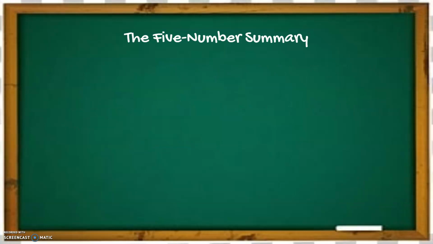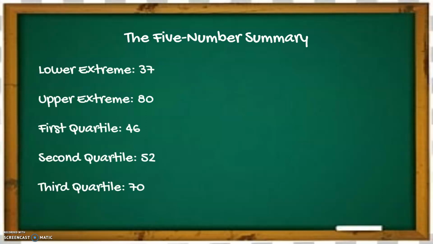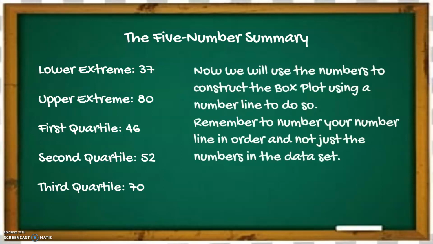All right, so now let's look at our 5-number summary. Let's look at what we have. So our lower extreme is 37. Our upper extreme is 80. Our first quartile is 46. Our second quartile is 52. And our third quartile is 70. So those are our 5 numbers in the 5-number summary. So now I'm going to use the numbers to construct the box plot using a number line to do so. So a box plot is typically constructed above and sometimes below, if you're comparing box plots, a number line. So remember to number your number line in order and not just the numbers in the data set.